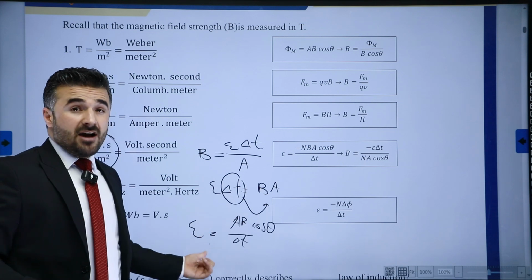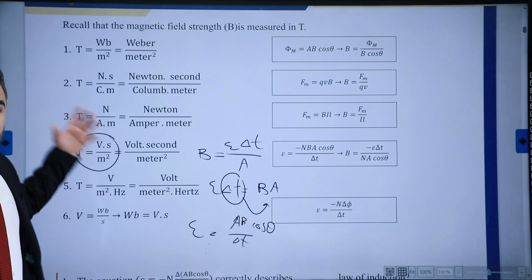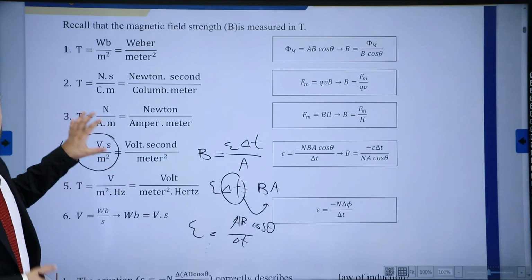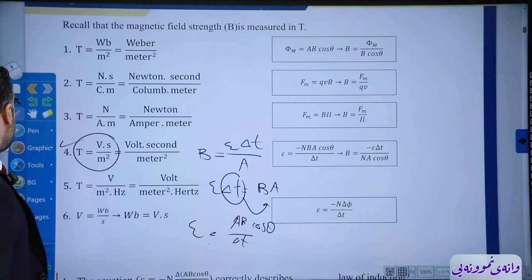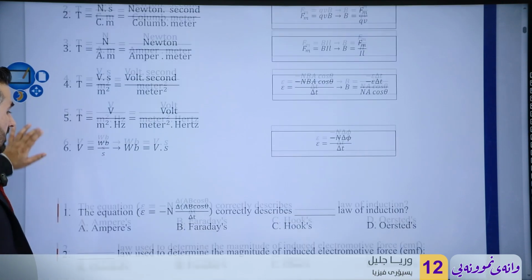So, of course, I do have this equation. This equation is one of the units, let's say, for the magnetic field strength as well. So if it is given as an option, that is one of the correct options that you can have.